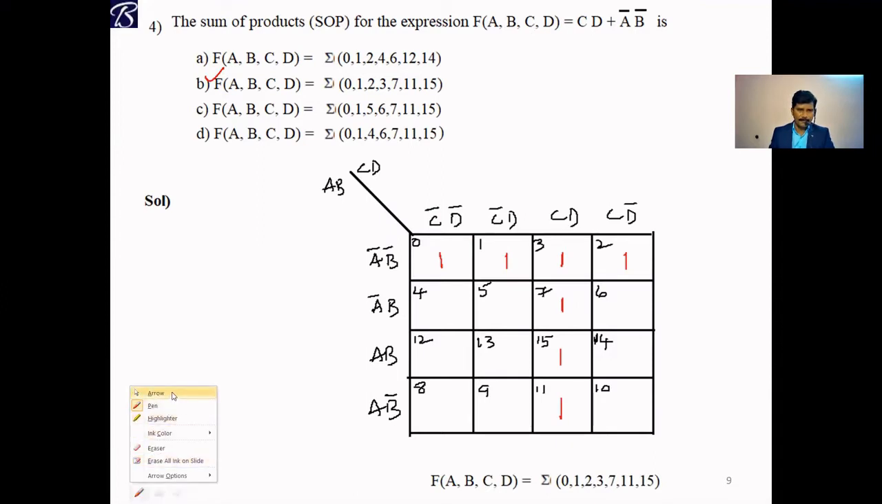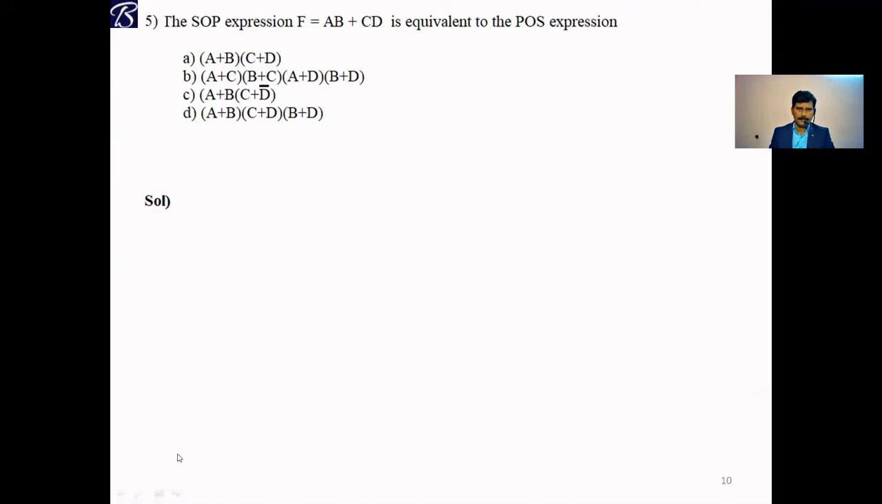Let us go to the next problem. The SOP expression F equal to AB plus CD is equivalent to the POS expression. So an SOP expression is given, and we need to convert it into a POS expression. What is our formula? We can take a K-map with all these minterms considered as ones. Then if we consider the remaining as zeros, we can write the expression for POS.